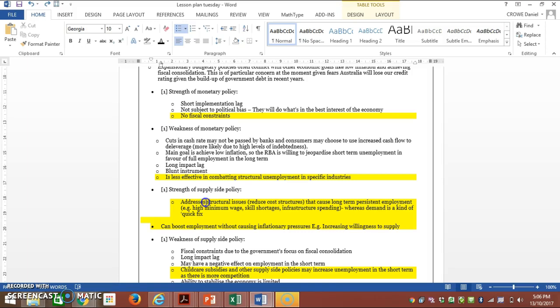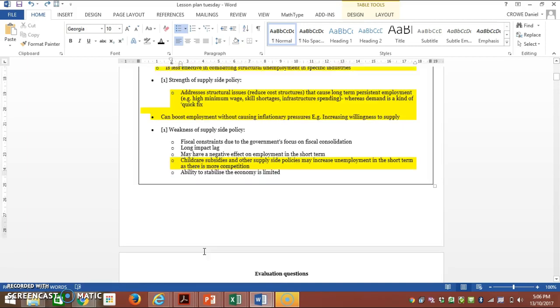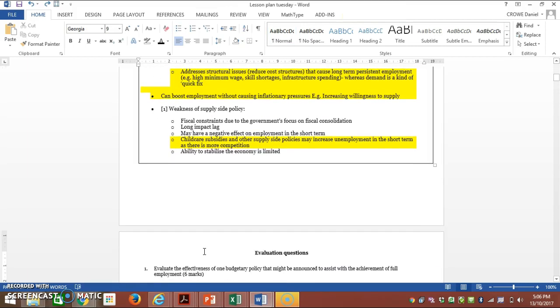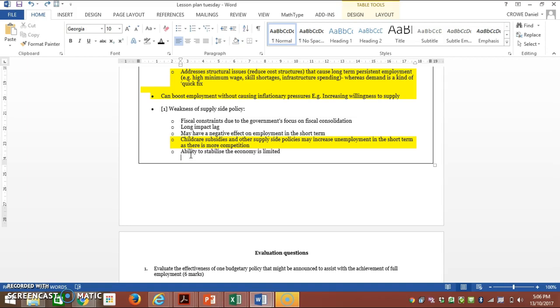In terms of weaknesses, you could talk about the fact that some policies increase unemployment in the short term. So things like immigration and childcare subsidies can mean more competition for jobs. The other main ones I'll be focusing on is the fact that they both have long implementation and long impact lags, and that makes it really hard for them to act in a stabilisation manner because it takes a long time for policies to have their full effect on the economy. They are probably the main things I'd be focusing on in that answer.